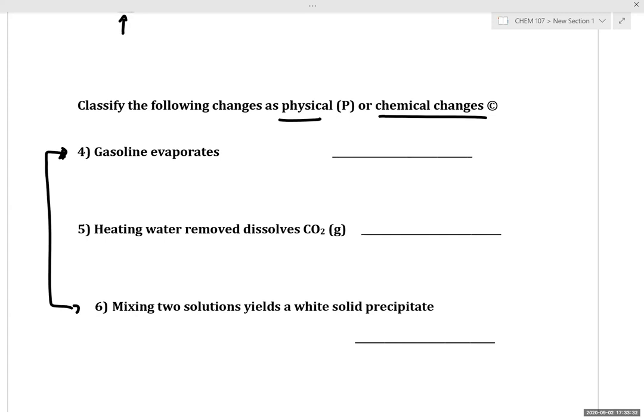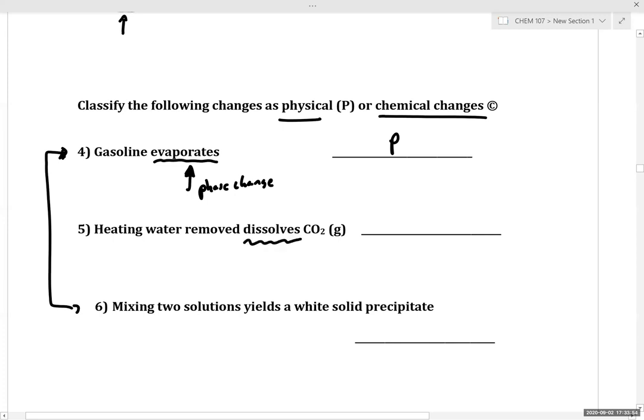So let's discuss. So evaporates, what does that keyword tell us? Evaporates, what does that tell us? Physical, it's a phase change. And these are physical processes. So heating water removed the dissolved carbon dioxide. So dissolved, what does that tell us? Dissolved, that tells us solubility.